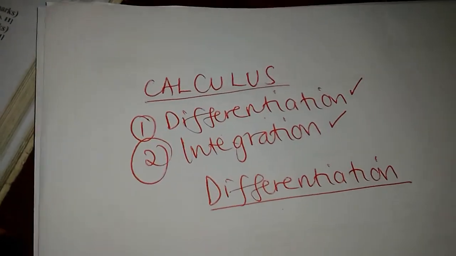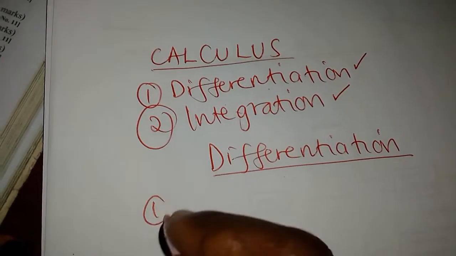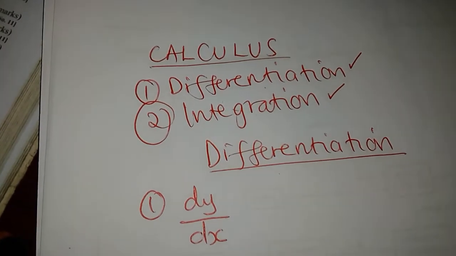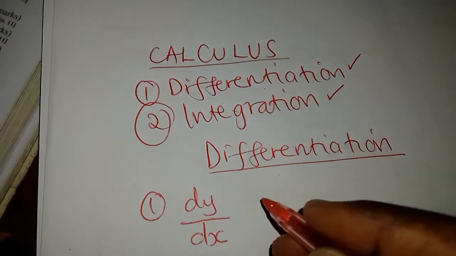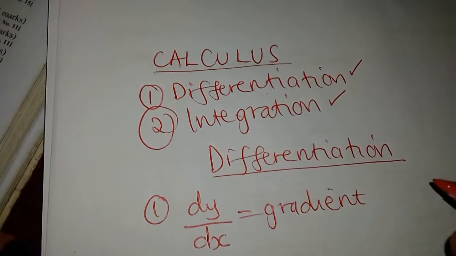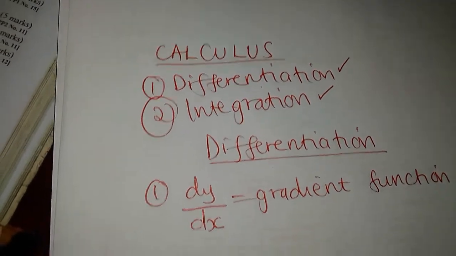Good. Now under differentiation, there are things you're supposed to know how to do. Number one, you have to know how to get what you call dy dx. That means you have to get the gradient function of a curve. The gradient function of a curve.